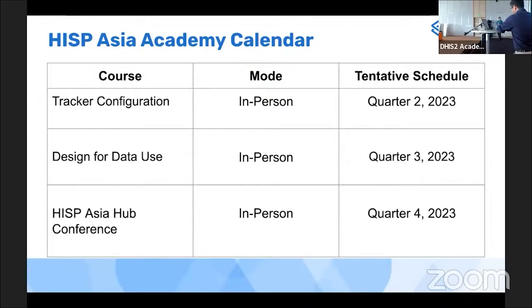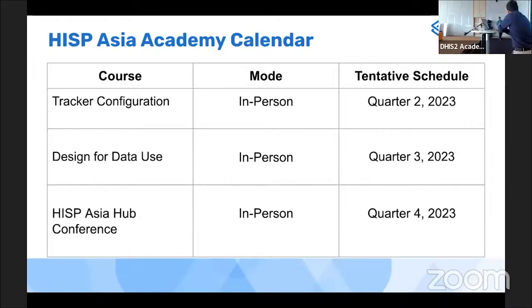The other one is designed for data use. As Yon and everyone talked about, it's not only about collecting the data and just making reports and charts, but also how best we can use it for local action and planning. So that academy will be in the third quarter of next year.